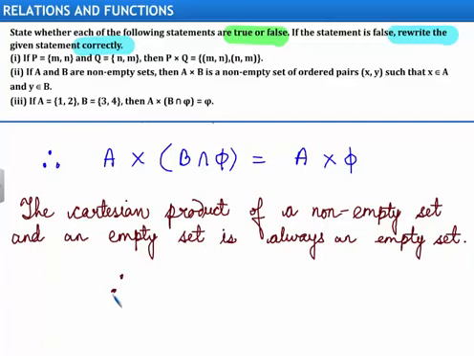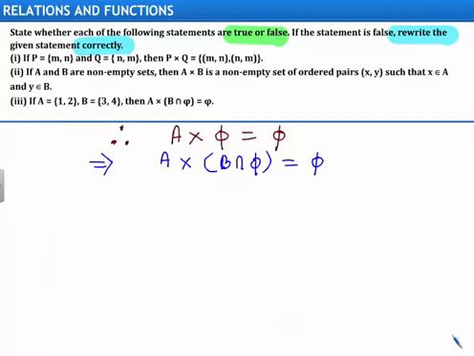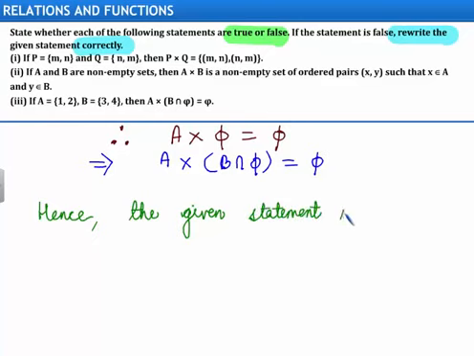Therefore, A cross phi will be equal to phi, and this implies A cross (B intersection phi) is equal to phi. Hence, the given statement is true. So this completes the third part. With this we come to the end of the solution of this question.